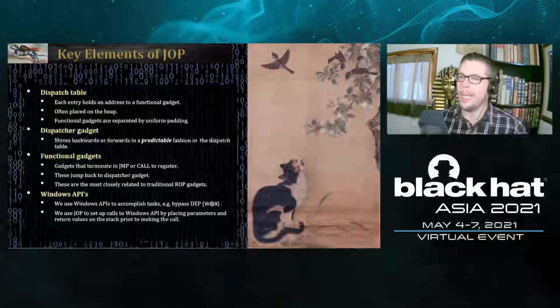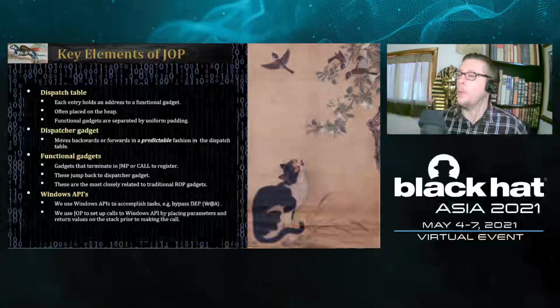Functional gadgets, we can think of these as more similar to our traditional ROP gadgets, except they're going to terminate in a jump or a call. Yeah, we can do calls on over to the register that takes us back to the dispatcher gadget. And then Windows APIs. Of course, we'll use these to do things like bypass DEP. And with that, we'll let Austin talk next.